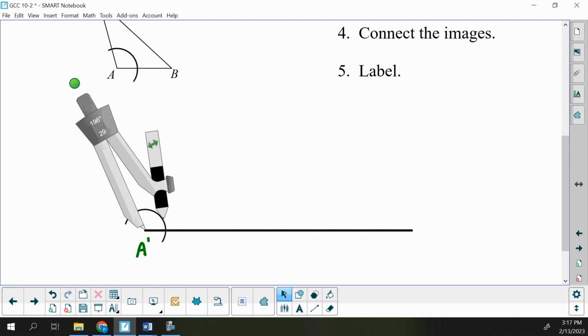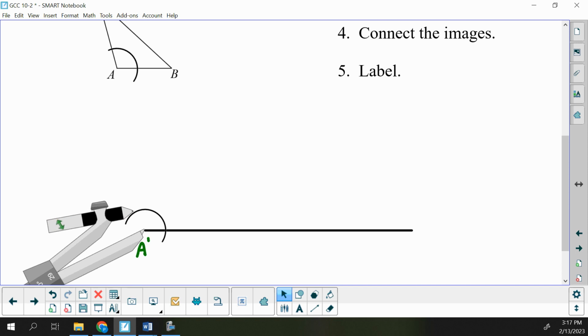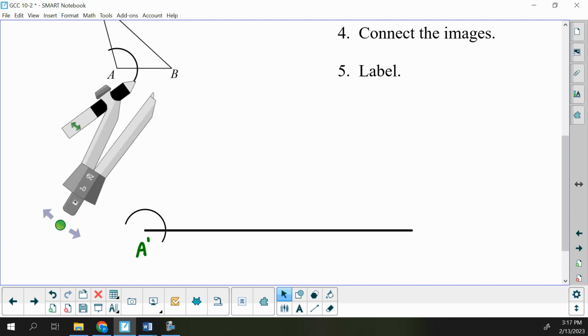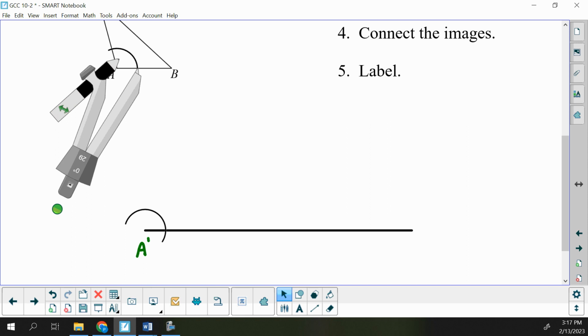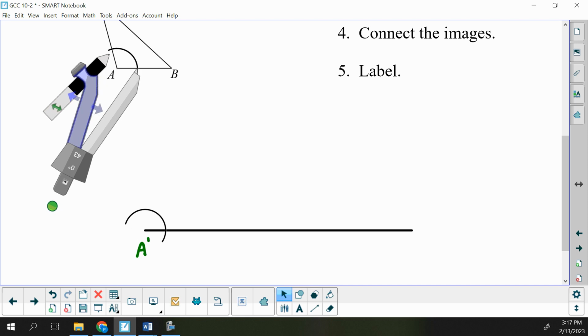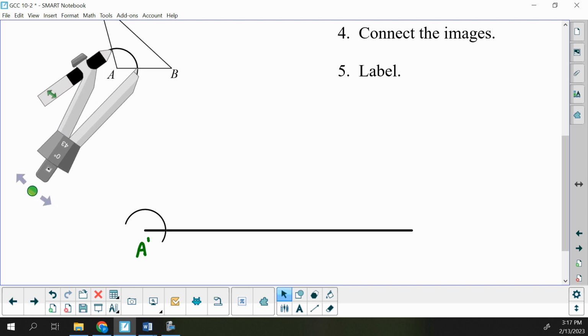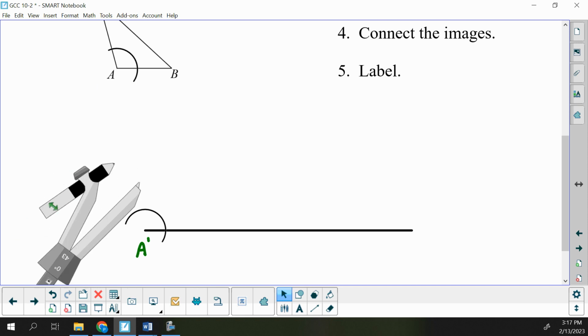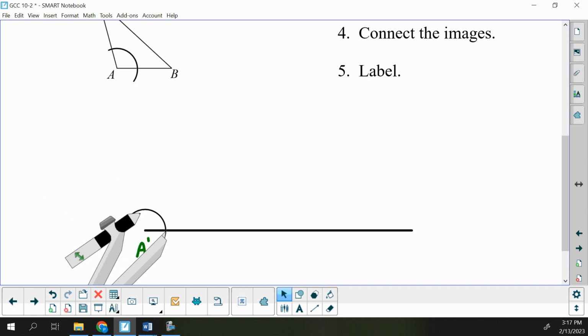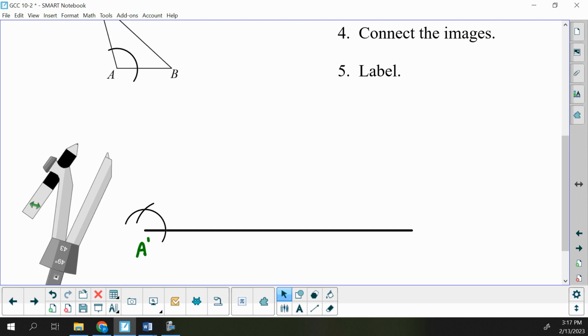Then we're going to take our compass and go back to the original picture. We set our compass so that our point is on one intersection and our pencil is on the other intersection. Then take your point, put it down on our intersection down here, and make an arc. We're trying to get that new arc to cross our original arc.